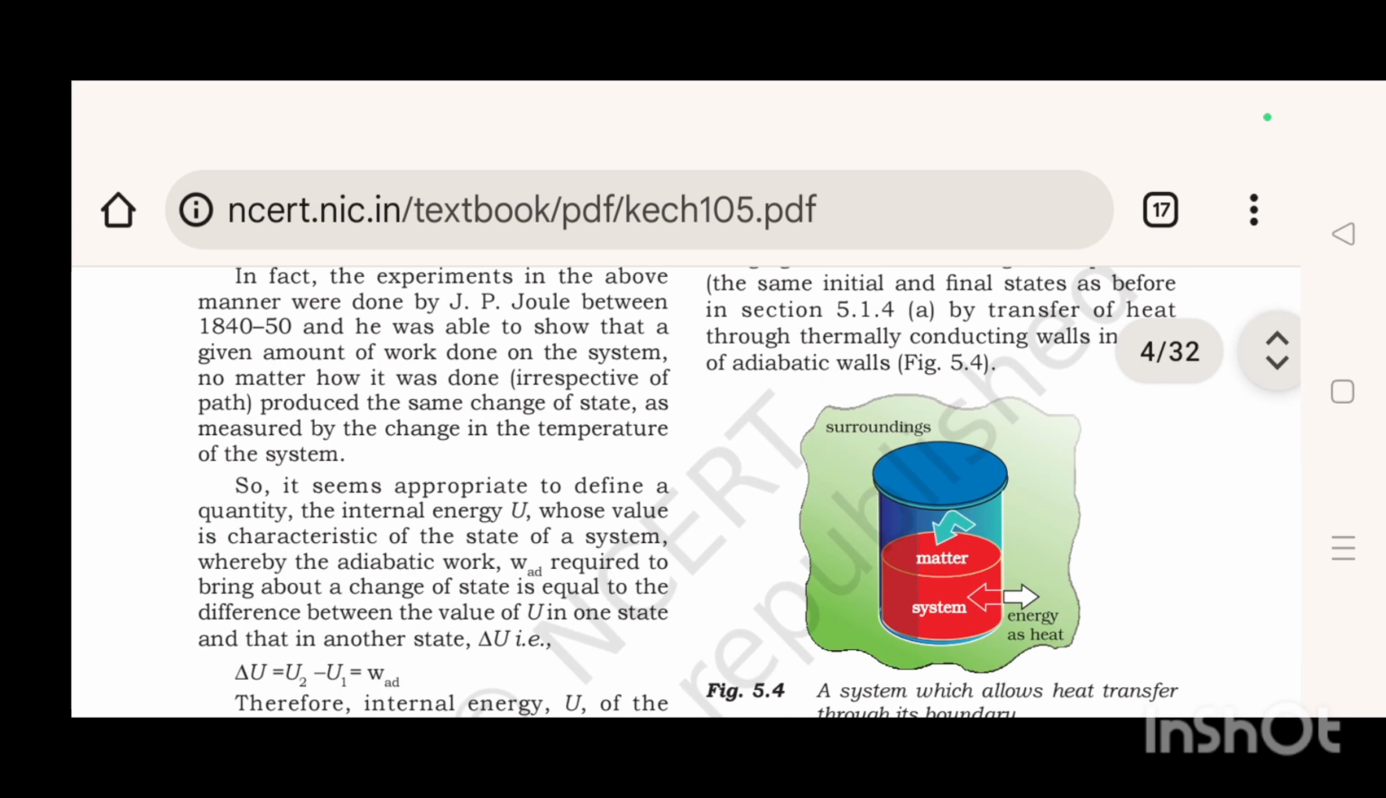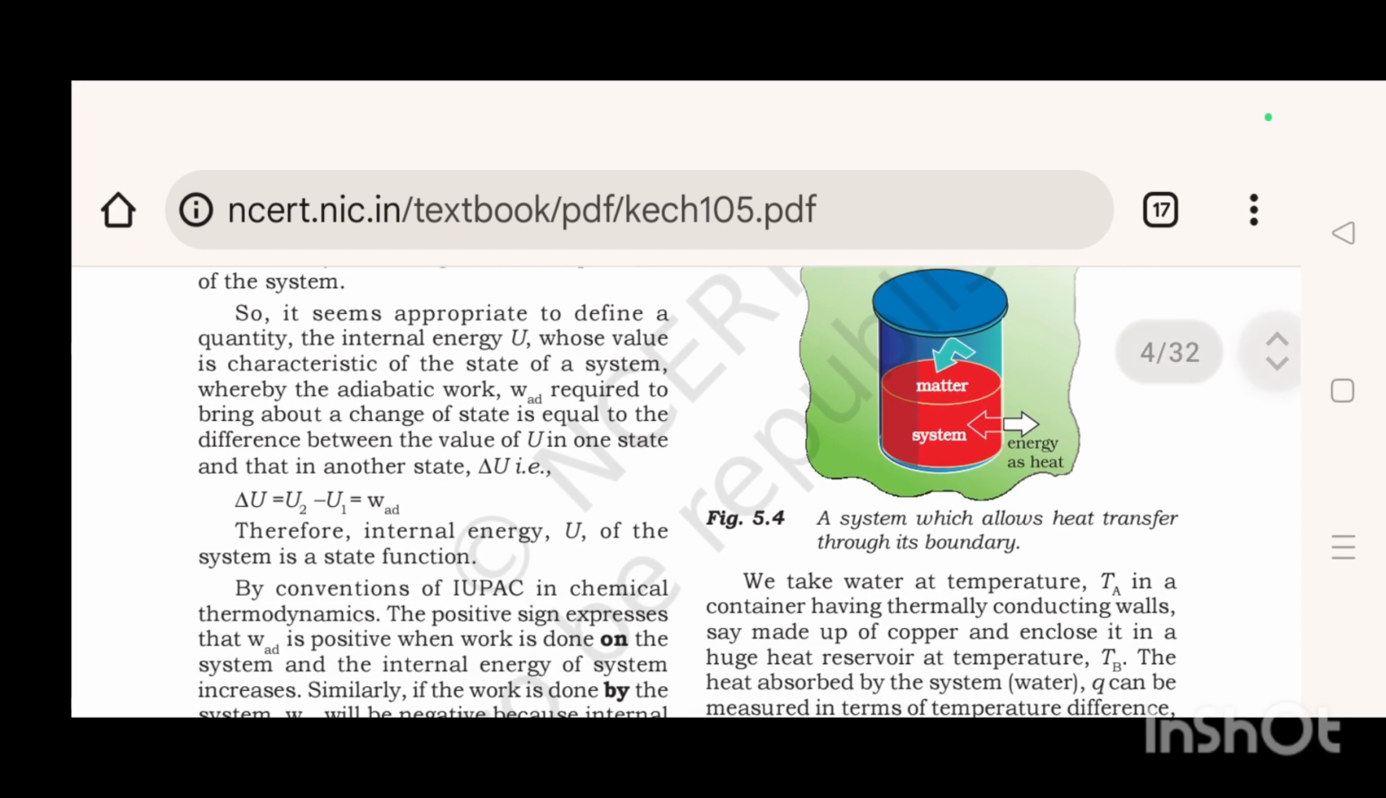So it seems appropriate to define a quantity, the internal energy U, whose value is characteristic of the state of a system, whereby the adiabatic work W_ad required to bring about a change of state is equal to the difference between the value of U in one state and that in another state, delta U, that is delta U equal to U2 minus U1 equal to W_ad. Therefore, internal energy U of the system is a state function.